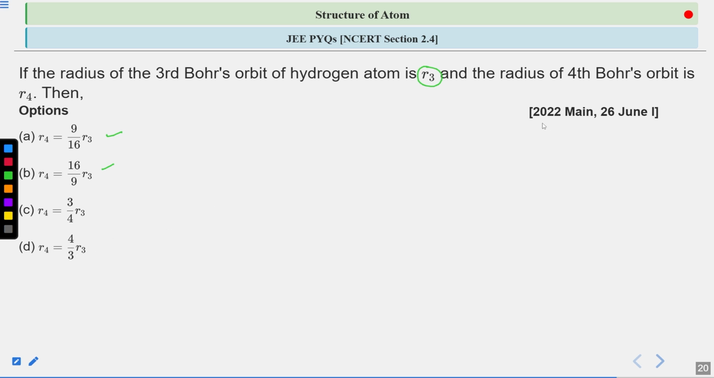Your time to solve this question starts now. Remember, students, that your r4 will always be greater than r3. So this will be true. Now with the help of this, of course, you can cross out some of the options.